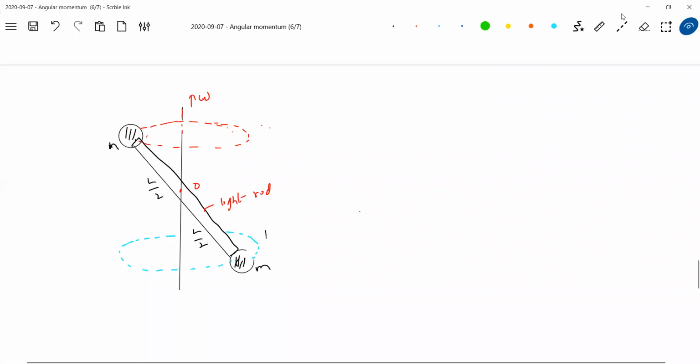This is length L by 2, L by 2. This is omega, the direction of omega is shown. The L1 of this will be in this direction. Now what about L2 of this? L2 of this will be in this direction. This is the second particle, this is the first particle.